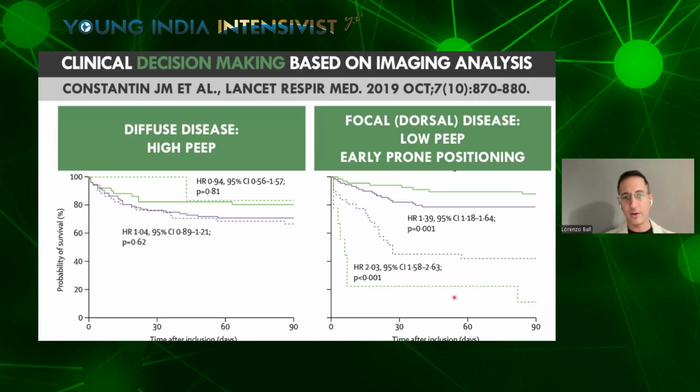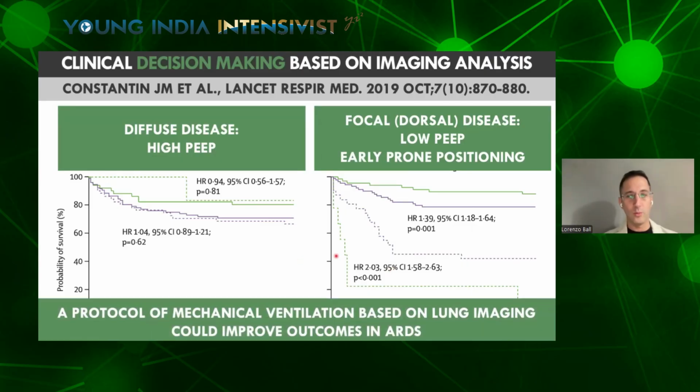And from these Kaplan-Meier curves, you see that many patients were not classified correctly, because not all the patients had a CT scan at the beginning of their course in the ICU. But those that could be correctly identified as focal or diffuse had lower mortality if treated with the personalized ventilation protocol. So we are studying this in many other ways, with protocols based on lung ultrasound, and whether a protocol of mechanical ventilation based on lung imaging could improve the outcomes in ARDS.